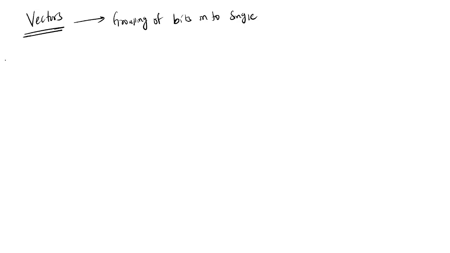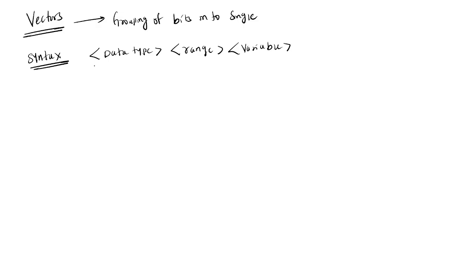So what is the syntax for this vector? Syntax is data type, then range, and then variable. Data type, range, and variable. What can the data type be? Reg or net data type. You can use a reg data type or a wire data type.